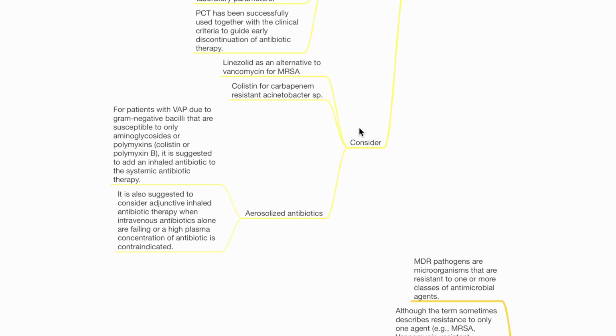Consider also linezolid as an alternative to vancomycin for MRSA, colistin for carbapenem-resistant Acinetobacter, and aerosolized antibiotics. For patients with VAP due to gram-negative bacilli that are susceptible to only aminoglycosides or polymyxins, it is suggested to add inhaled antibiotics to systemic antibiotic therapy. It is also suggested to consider adjunctive inhaled antibiotics when IV antibiotic alone has failed to achieve high plasma concentration.